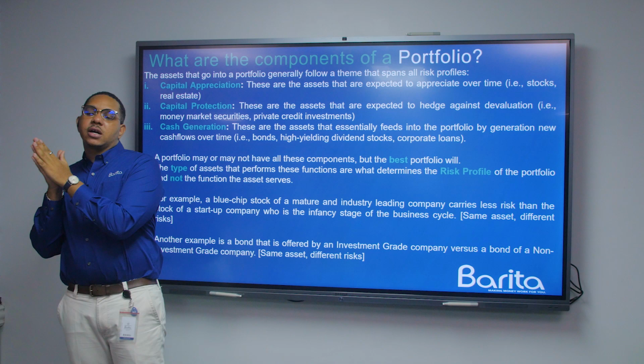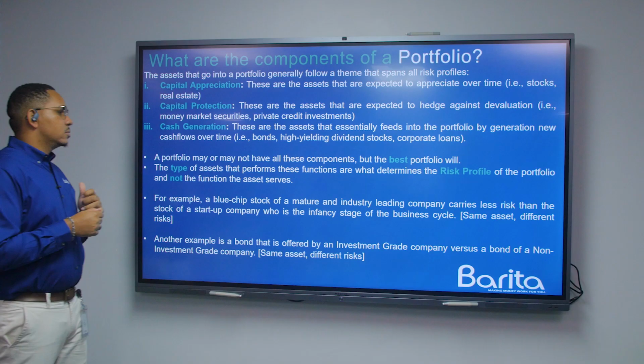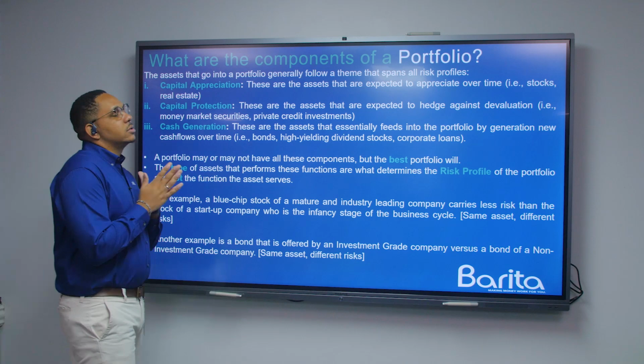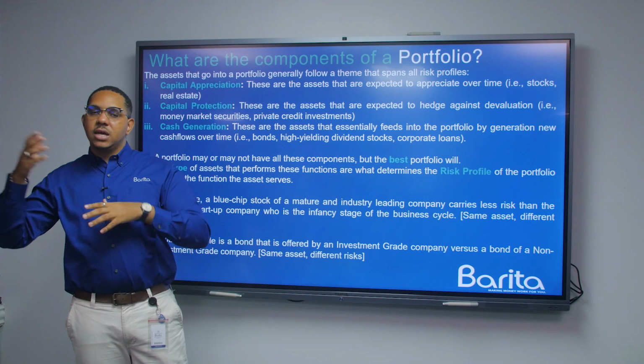So the question was asked, if somebody has an account elsewhere and they are considered to be conservative based on how they did their questionnaire, and they come to Barita and they say that they're high risk profiled, how do you then determine the risk profile of the person? Okay, so the scenario that was given is that they have $20 million elsewhere that is on conservative, and they have $1 million here that they want to put on something aggressive. The question is then, what is their risk profile?